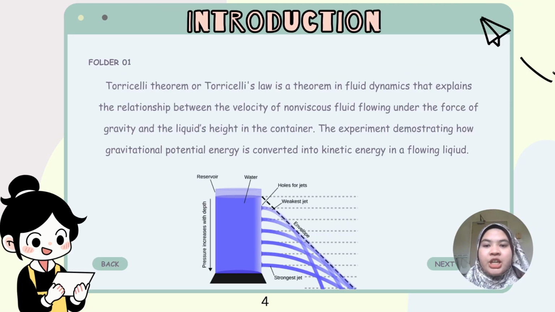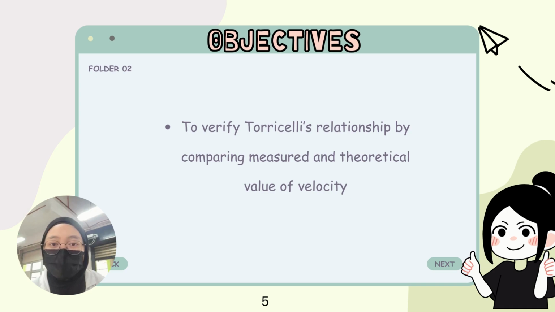For the introduction, our experiment is about the Torricelli theorem or Torricelli law. It is a theorem in fluid dynamics that explains the relationship between the velocity of non-viscous fluid flowing under the force of gravity and the liquid height in the container. The experiment demonstrates how gravitational potential energy is converted into kinetic energy in a flowing liquid. The objective of this experiment is to verify Torricelli's relationship by comparing measured and theoretical values of velocity.